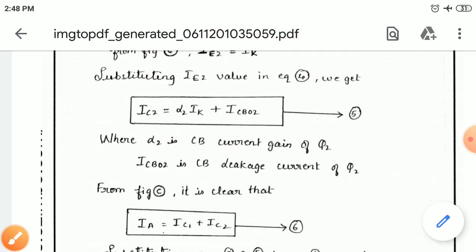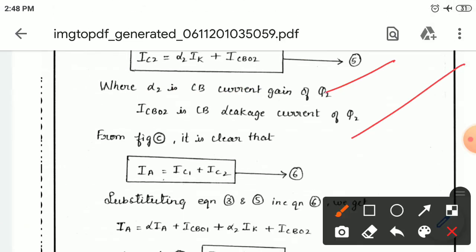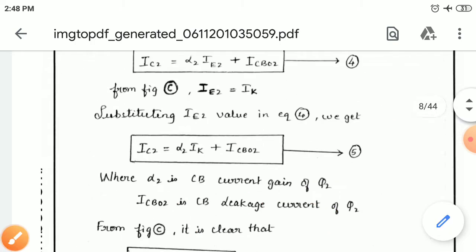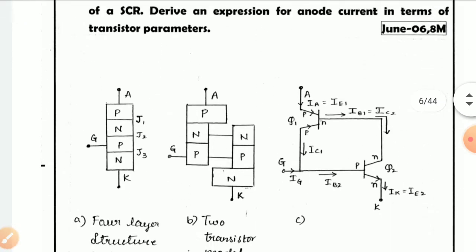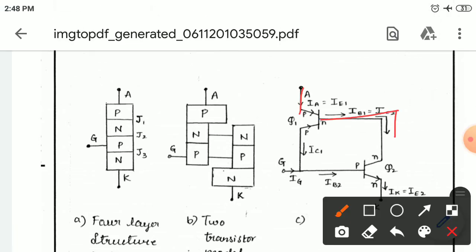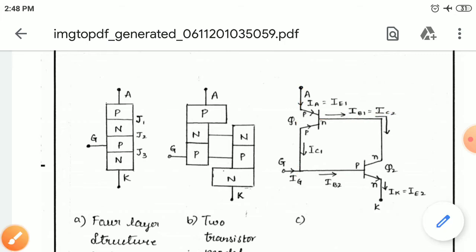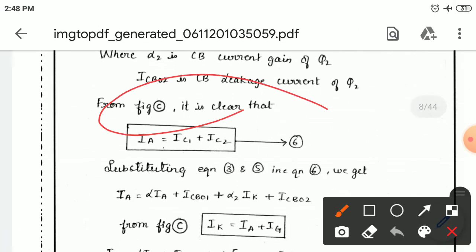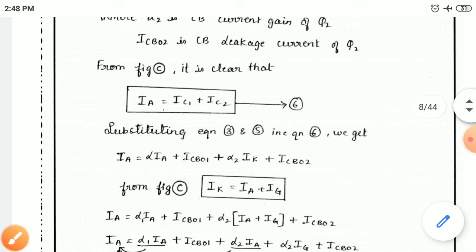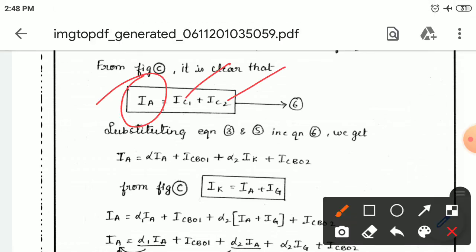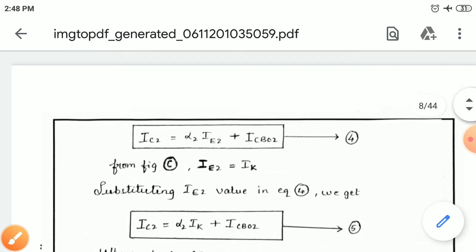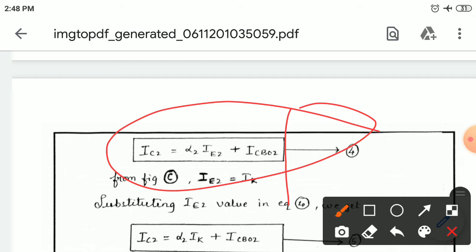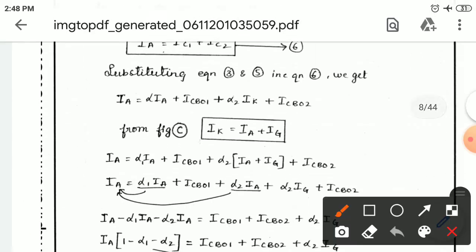Here alpha 2 is the current gain of transistor Q2, and ICBO2 is the leakage current of transistor Q2. From the figure it is clear that IA is equal to IC1 plus IC2. You can go back to the figure once again. The anode current IA is the sum of the collector current of transistor 1 and the collector current of transistor 2. So substituting equation numbers 3 and 4, where 3 is the IC1 equation and 4 is the IC2 equation, into equation number 6, you will get the following.